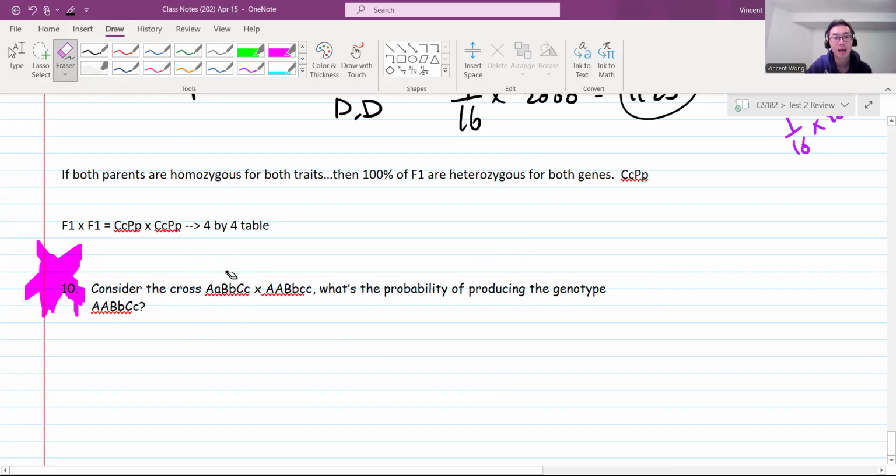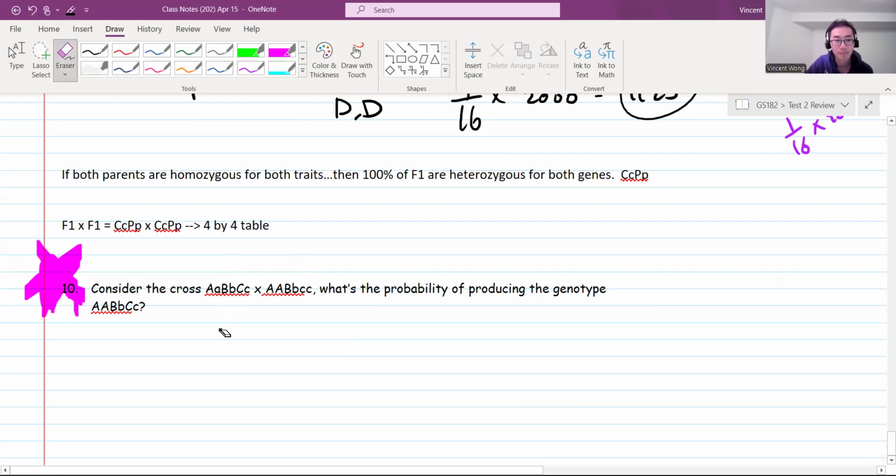Okay, if we do the gametes, it would be too many. There are 8 combinations here. 2 times 2 times 2 is 8. This one is 1 times 2 times 2, which is 4. If you do the table, 4 times 8 is 32. Okay, do not do a table for this question.